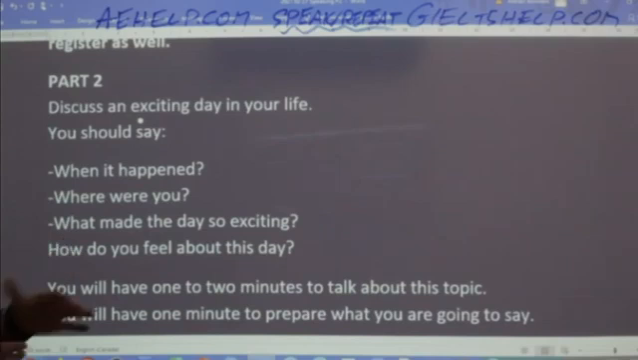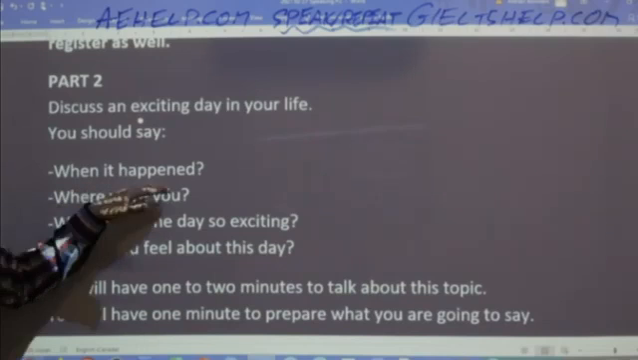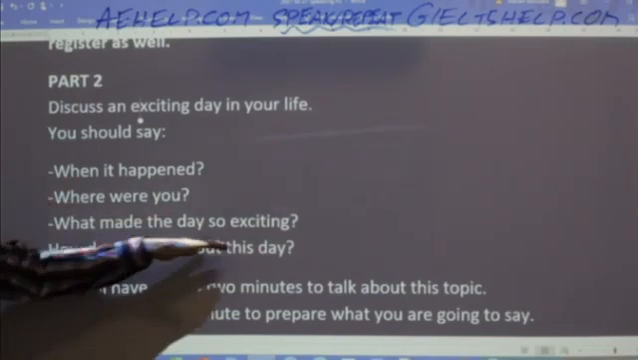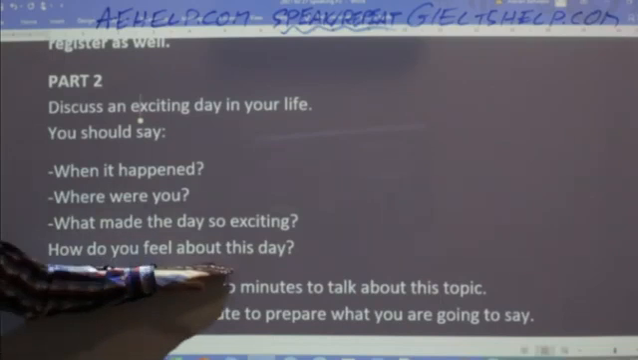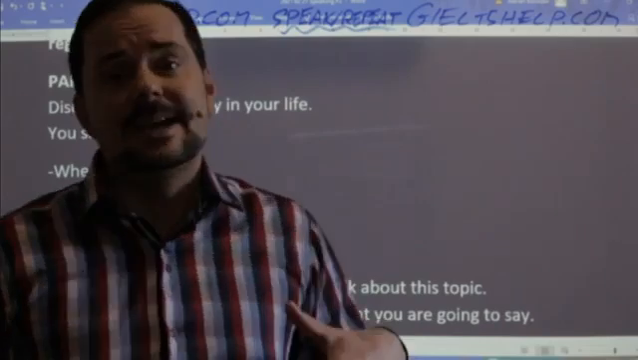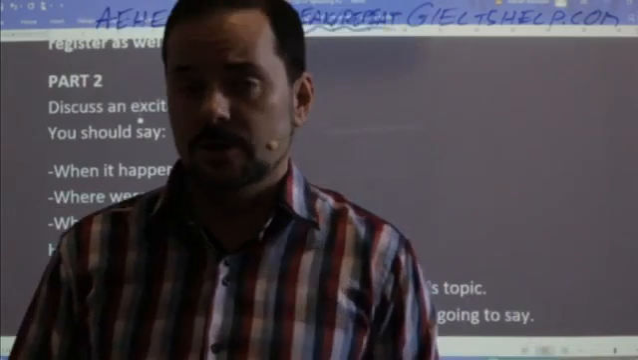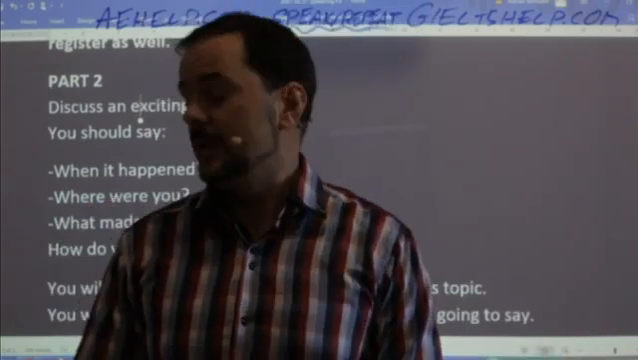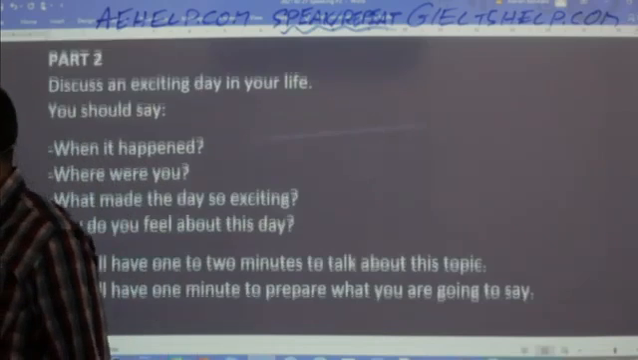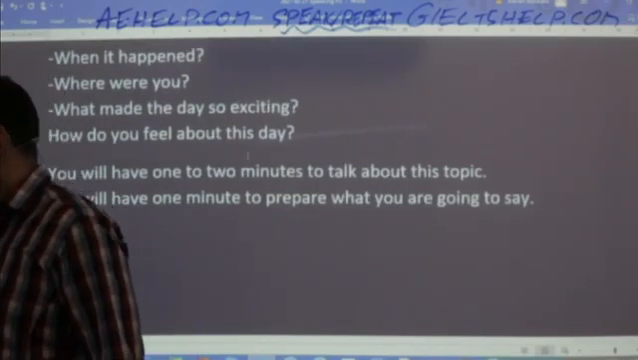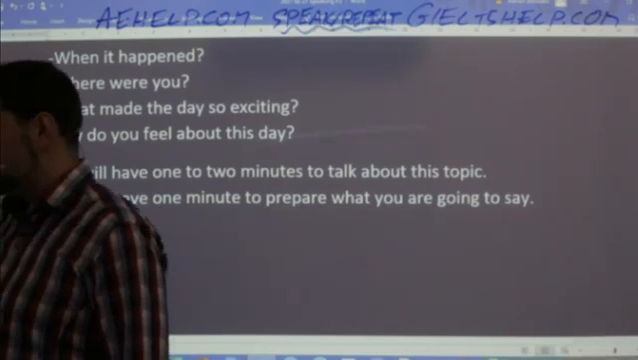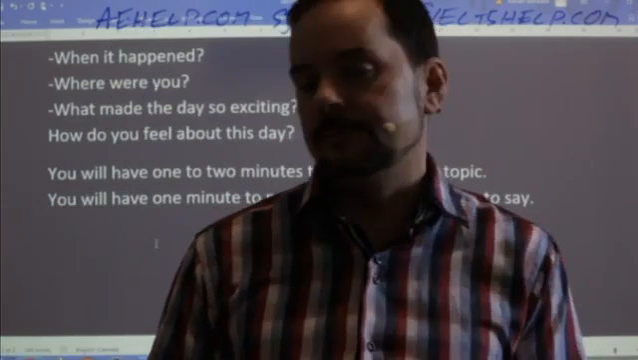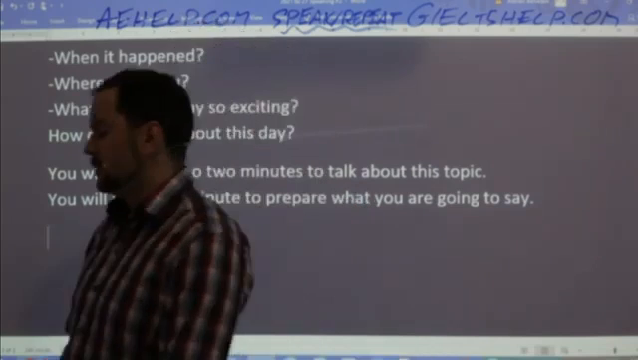Okay, so exciting day, something that happened. When it happened, where were you? So time, location. What made the day so exciting? And how do you feel about this day? So this is, again, a typical question you could get on a cue card dealing with an event. We've read the question. We know that it's an event. And this is exactly what I did yesterday in my exam. So what I'm showing you here is exactly what I did, and I felt really comfortable, and I talked fluently. I didn't repeat myself. So this is what you need to do.